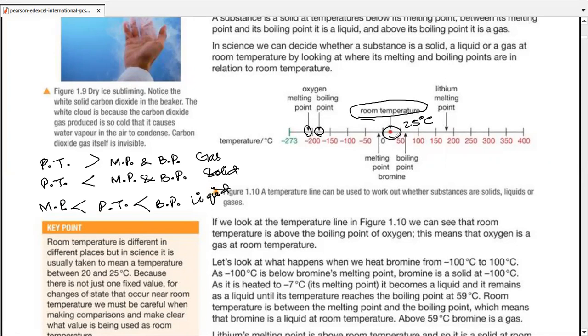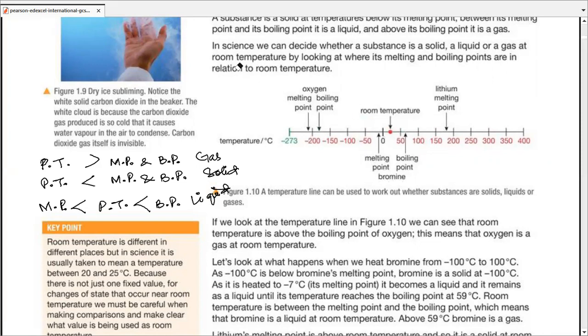Bromine is a liquid at this temperature. In this case, why? Because the melting point is smaller than this room temperature and the boiling point's value is bigger. In case of lithium, the melting and the boiling point are both bigger than the room temperature, hence that's a solid. Make sense? Yeah. Let's practice it a little bit.